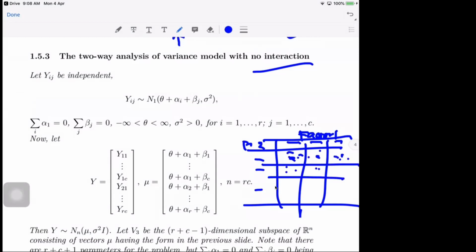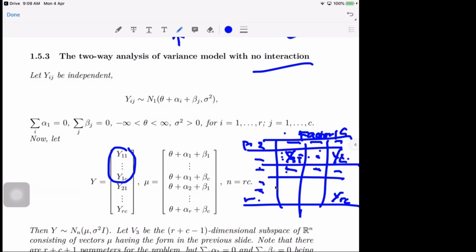So that's it. These y11 to y1c here are the number of entries per cell. So this is your 1,1, assuming that this is your 1c, and that you have only one entry inside. And so on and so forth. So this is y_rc, where r is the number of rows and c is the number of columns here.